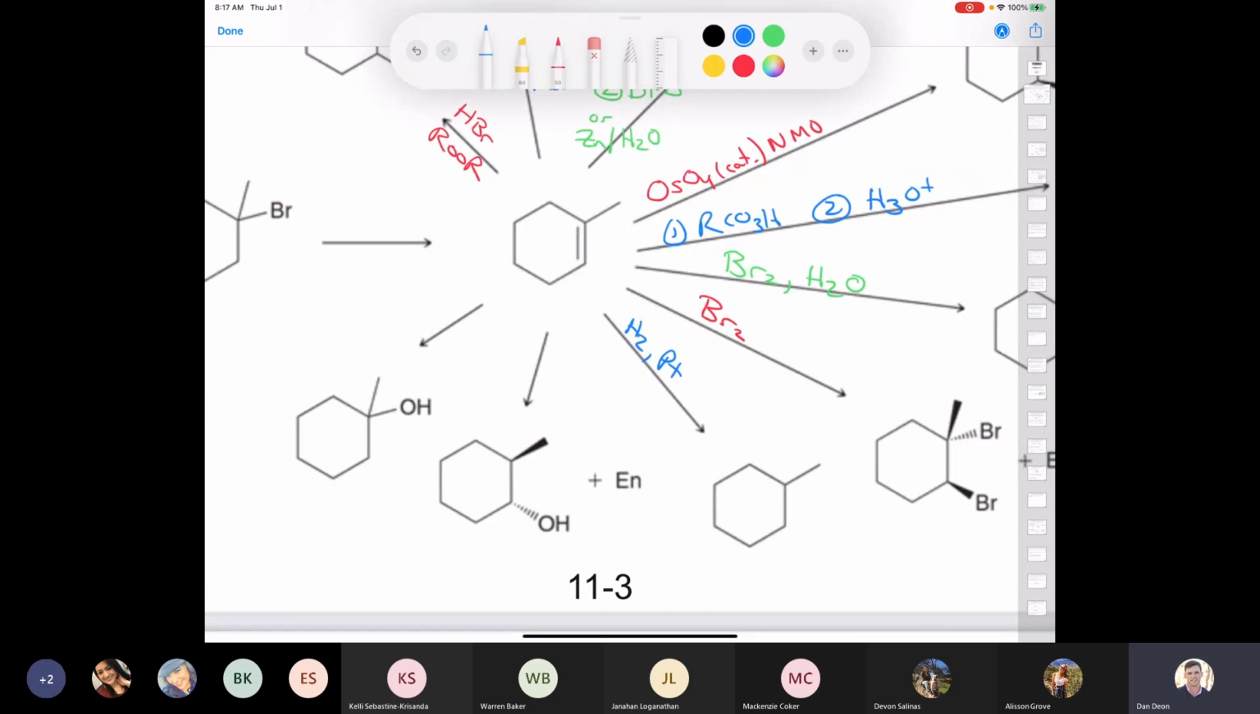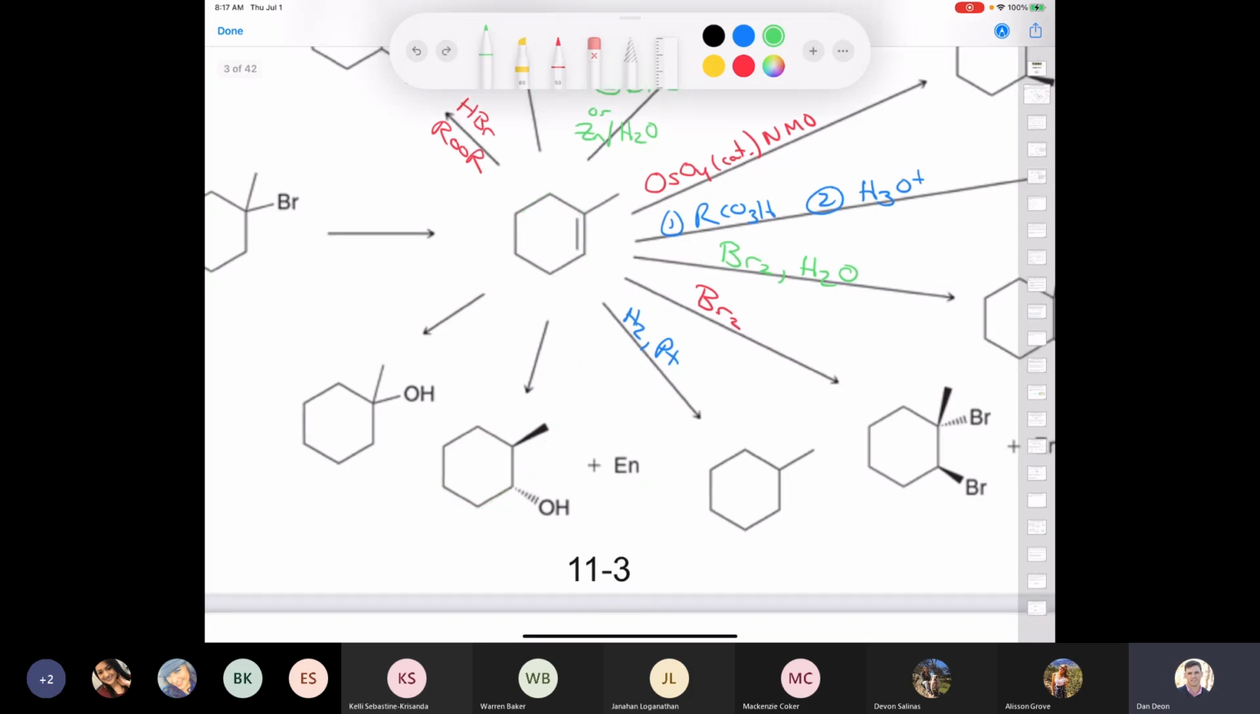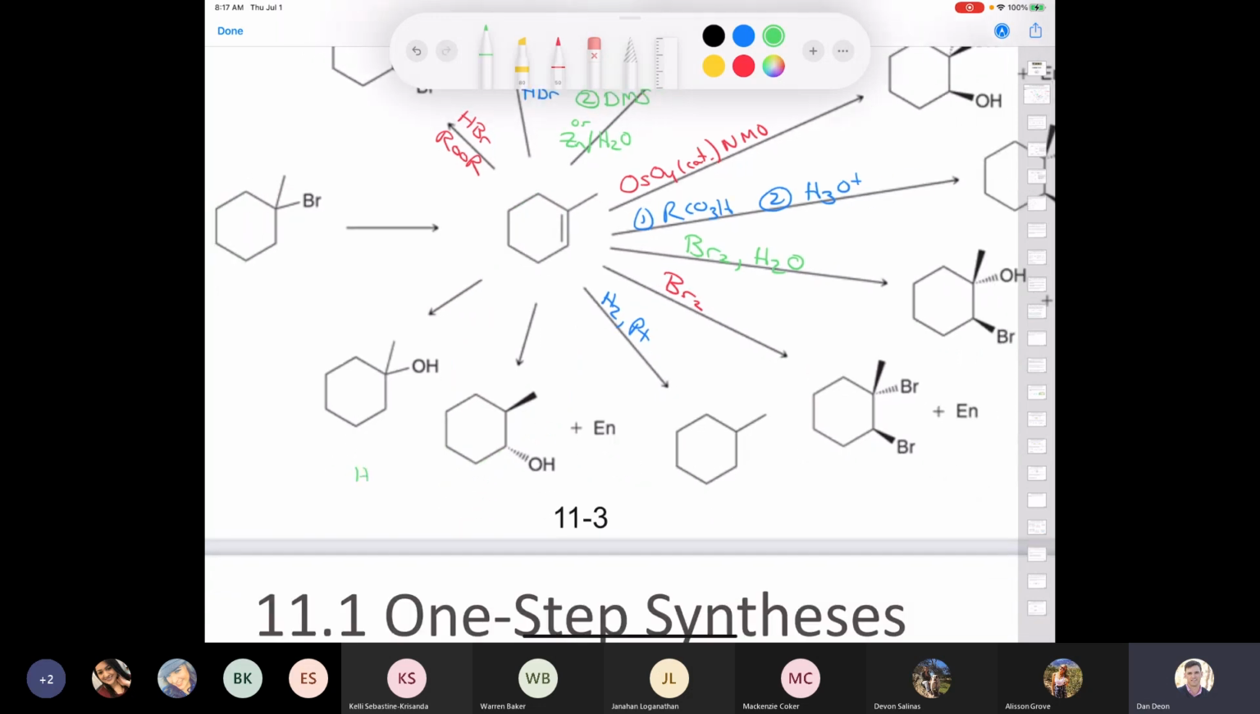The next one is a cool one, right? This is an anti-Markovnikov addition of water across a double bond. So this is hydroboration oxidation. Let me write down the name. So this is hydroboration, and then the second step is oxidation. And that's a two-step reaction, right?